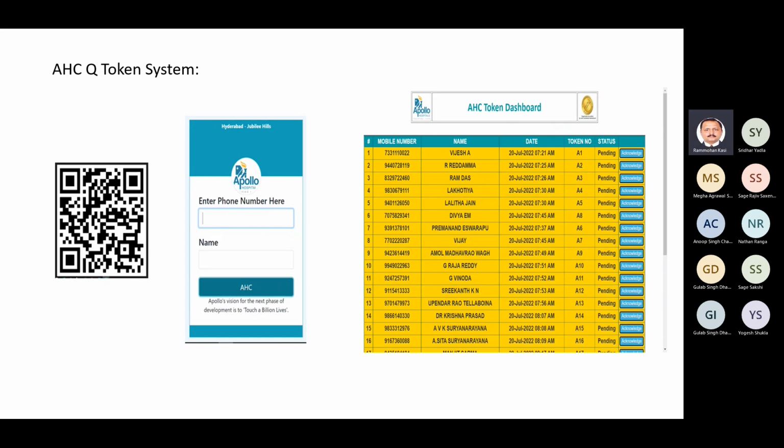We can create a kiosk, or we'll be putting this QR code there. As soon as any customer scans this QR code, it will ask for the mobile number. And we are collecting the short name also, if he's a new customer. If he already has a UHID number, he can enter it, it will not ask for the name, and he'll be entering into the queue.